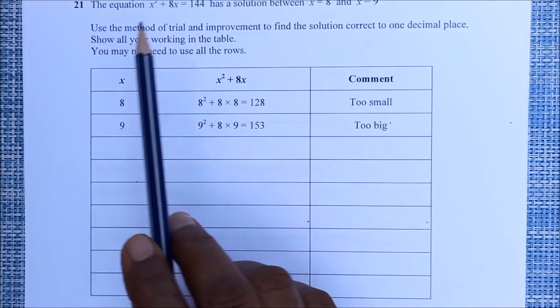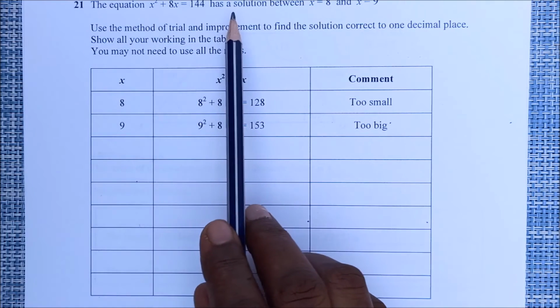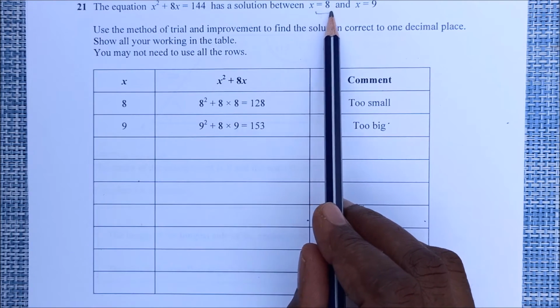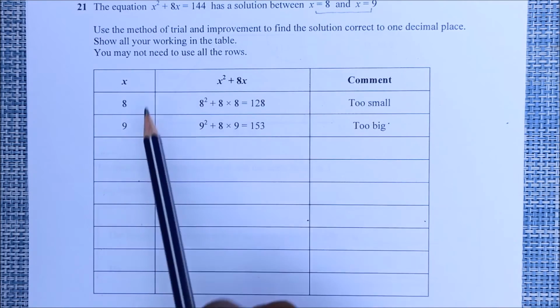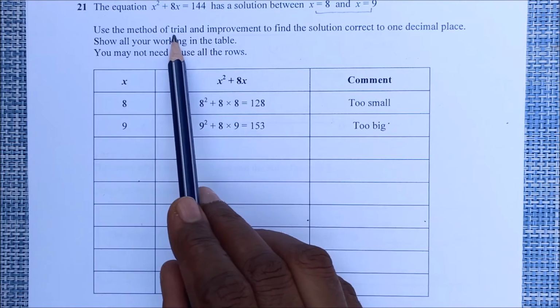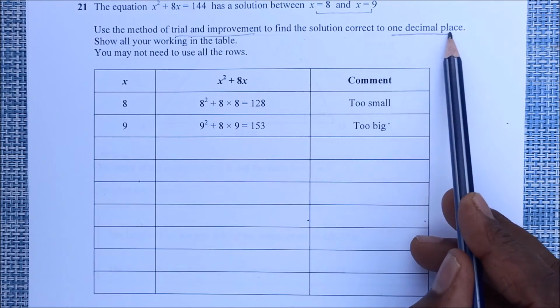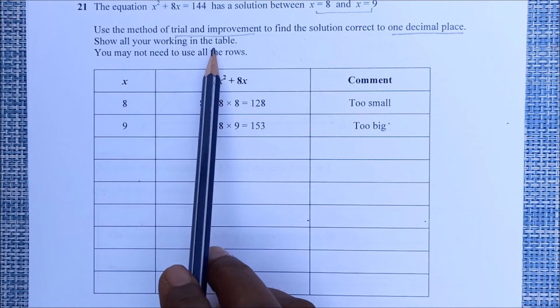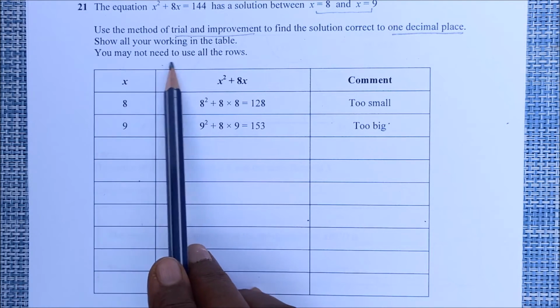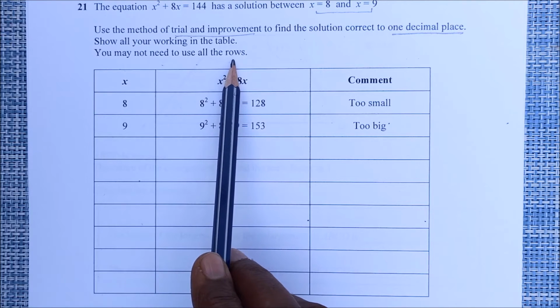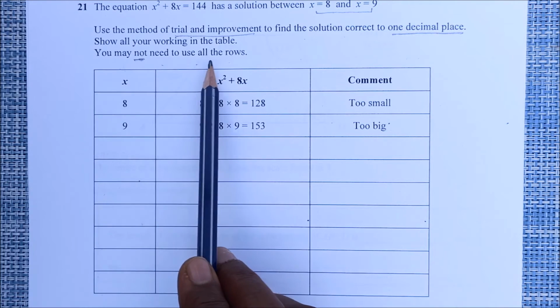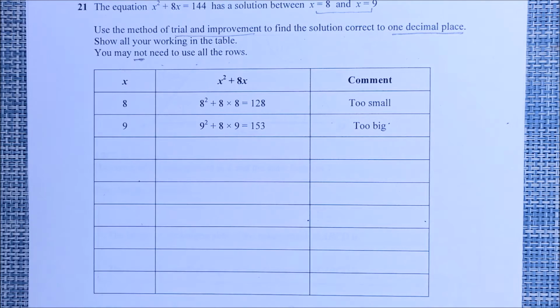Question 21. This equation has a solution between x equals 8 and x equals 9. Use the method of trial and improvement to find the solution correct to 1 decimal place. Show all your working in the table. You may not need to use all the rows. So let's start. So we need to find the solution.